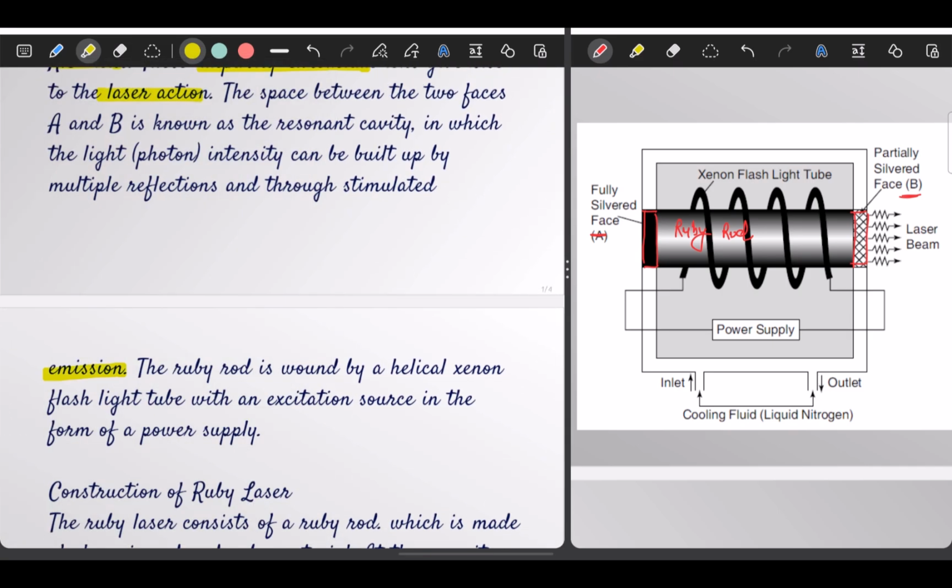The rod is bound by a helical xenon flash tube lamp. It means this is the excitation source. So the excitation source is the helical xenon flash tube lamp. This will work as a resonant cavity, and this rod is the working material. So the ruby rod is bound by a helical xenon flash tube lamp, and the excitation source in the case of the ruby laser is the helical xenon flash tube lamp.